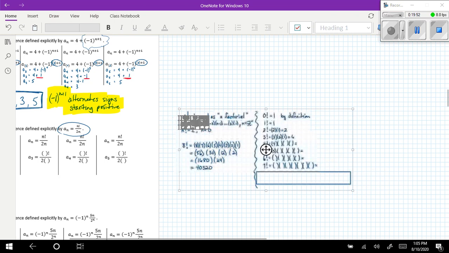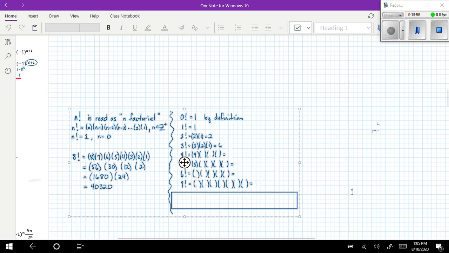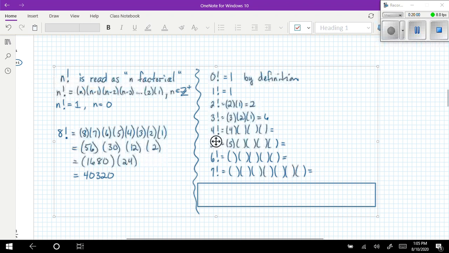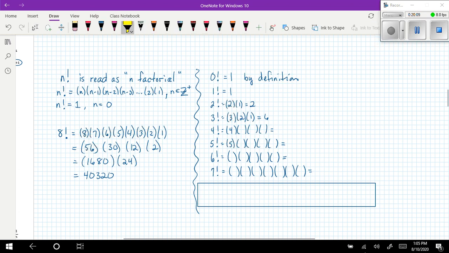All right, so let's open this up. And let's come over here and just think about this right here. All right, so there's an n, and then there's an exclamation mark. This is read as, quote unquote, n factorial. That's what this is read as. And there's actually buttons on your calculator for factorials. So this is a real, honest to goodness factorial thing.